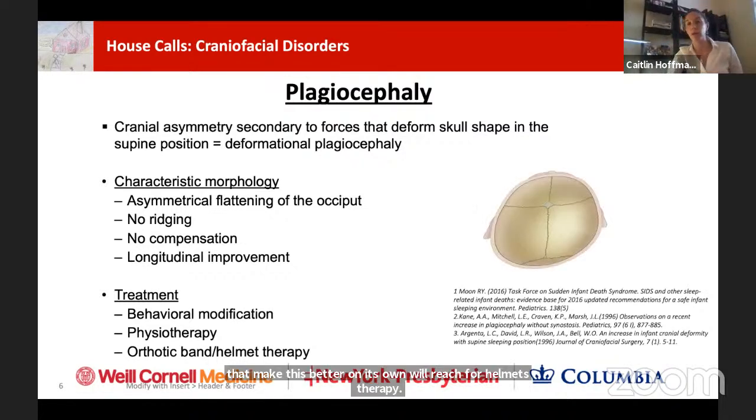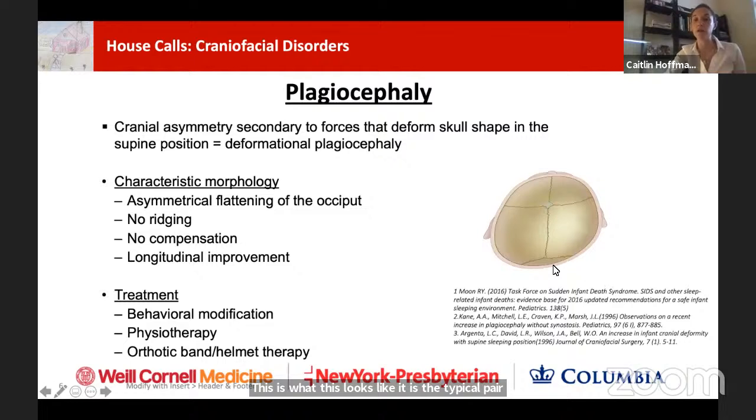It is the typical parallelogram, meaning that there is the force exerting pressure on the back of the head. This child probably has a preference to their right side when they're sleeping. It pushes the ear on the ipsilateral side forward and the forehead on the ipsilateral side forward, resulting in this very typical parallelogram shape. Again, not demonstrating any ridging or other evidence of compensation.